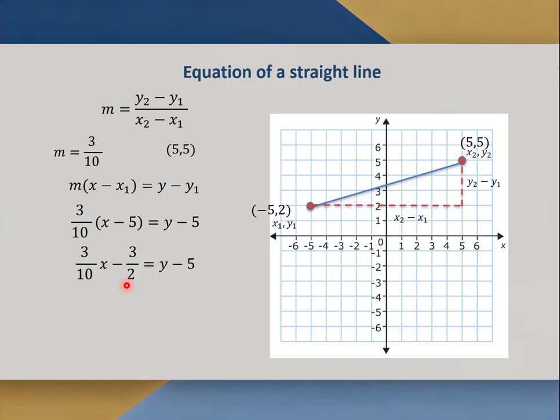The next part is just adding 5 to each side, and that gets y by itself. I just need to finish off simplifying this. We know 5 is the same as 10 over 2. So that means it'll be negative 3 over 2 plus 10 over 2.